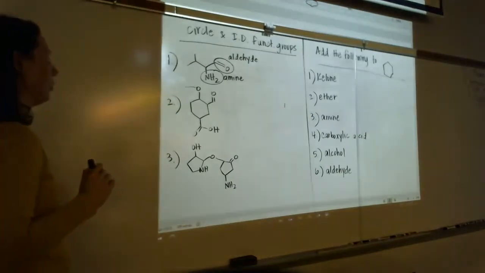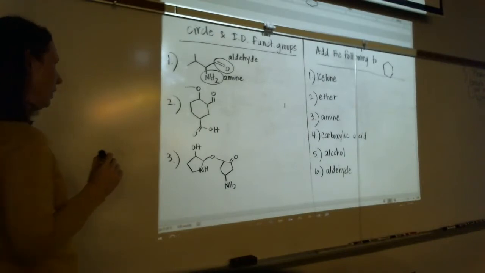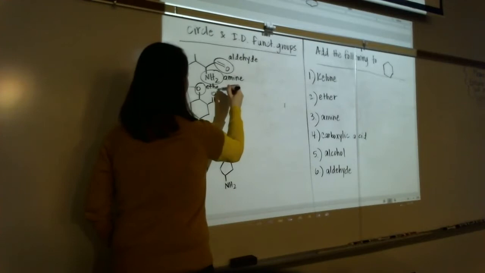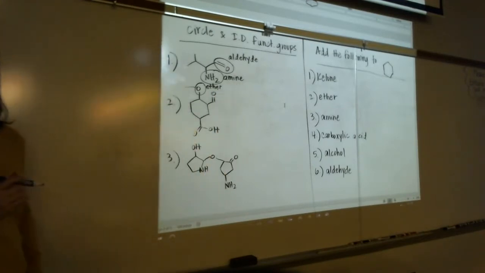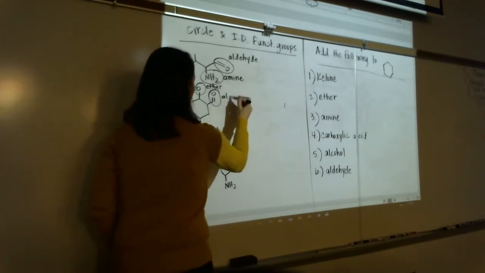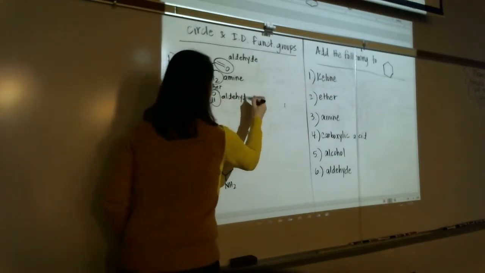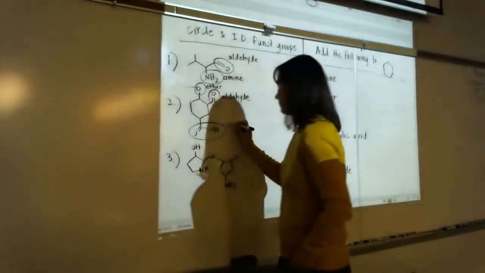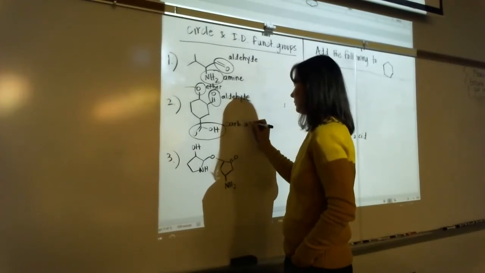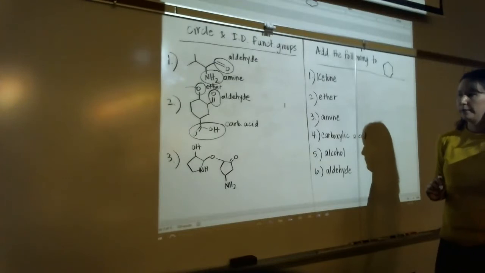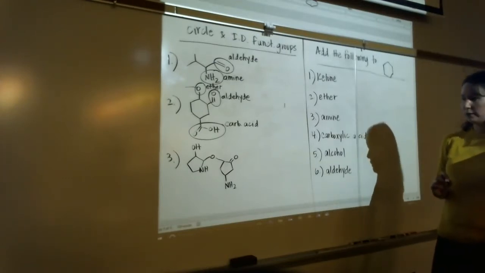Okay, what about number 2? What functional groups do we have there? Ether. We have an ether. What else do we have? Aldehyde. Aldehyde, yep. Carboxylic acid. Yep. And carboxylic acid, good. Anything else? That's it. All right, what about number 3?